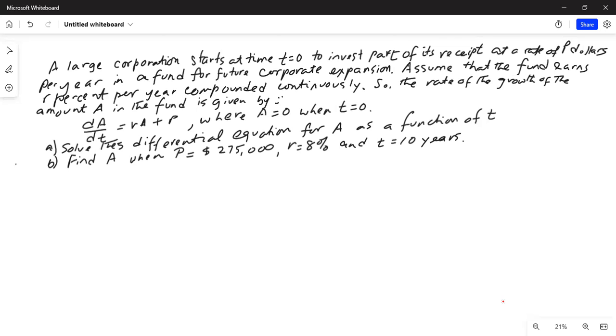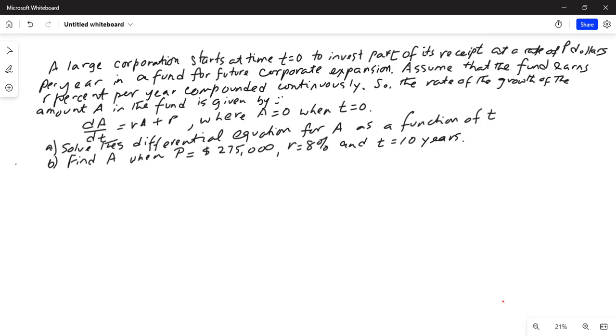A large corporation starts at time t equal to 0 to invest part of its receipts at a rate of $P per year in a fund for future corporate expansion. Assume that the fund earns R% per year compounded continuously. So the rate of growth of the amount A in the fund is given by dA/dt equals RA plus P, where A is equal to 0 when t is equal to 0. Part A, solve this differential equation for A as a function of t.